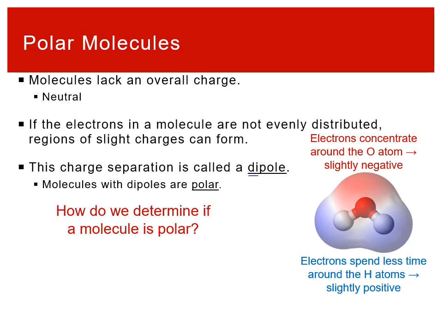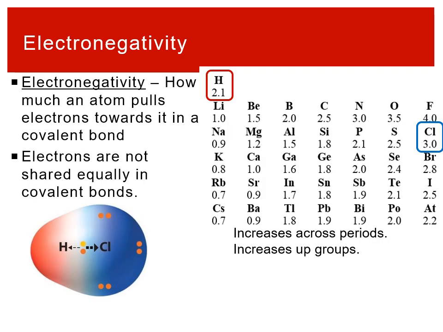So how do we determine if a molecule is polar? Polarity starts at the bond level. We know that two different atoms share electrons in a covalent bond. But electronegativity tells us that not every atom pulls equally on those shared electrons. This is a periodic trend. Fluorine in the top right on the periodic table has a really high electronegativity. It doesn't share electrons very well. It pulls them towards it.